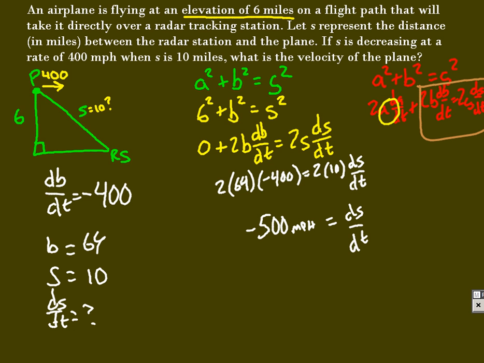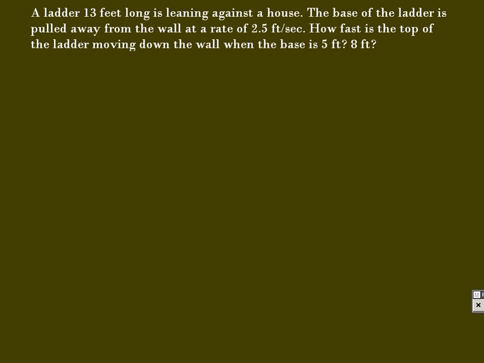Let's look at another one. In this new triangle, we're looking at a ladder leaning against a building. So the ladder is 13 feet long, so here's my building, here's my 13-foot ladder. The base of the ladder is being pulled away. So I'm going to try to do the rates here in blue. It's being pulled away at 2.5 feet per second. How fast is the top of the ladder moving down the wall?